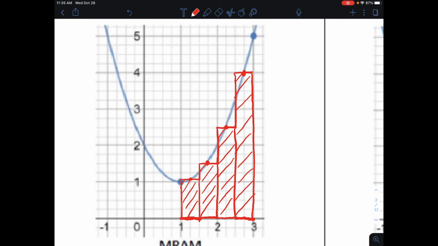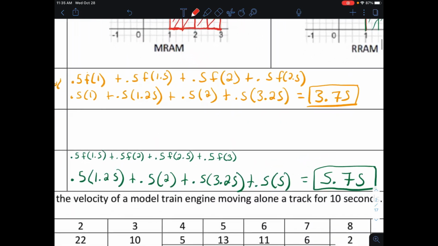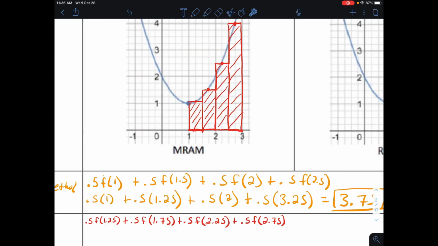And so let's write an expression that represents this area. And so our expression here, the x values that we use were in the middles of all of our intervals for the height. So halfway in between 1 and 1.5 is going to be 1.25. Halfway in between 1.5 and 2 is 1.75. Halfway between 2 and 2.5 is 2.25. And halfway between 2.5 and 3 is 2.75.